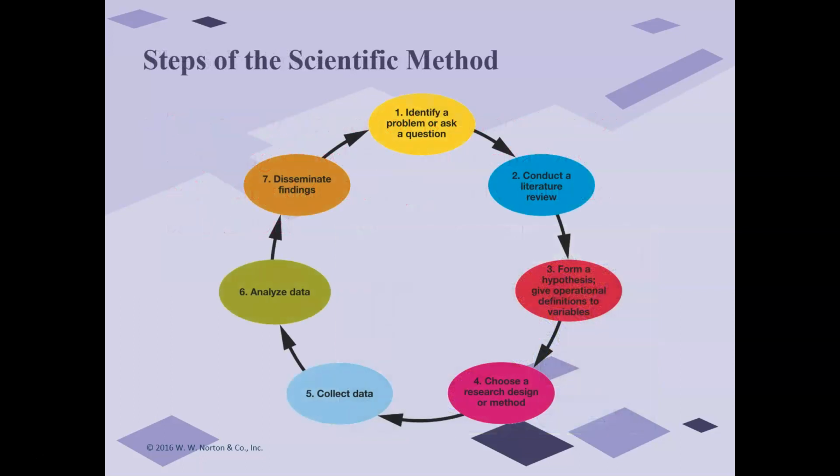Steps of the scientific method. Number 1. Identify a problem or ask a question. Number 2. Conduct a literature review. Number 3. Form a hypothesis. Give operational definitions to variables. 4. Choose a research design or method. 5. Collect data. 6. Analyze data. 7. Disseminate findings.